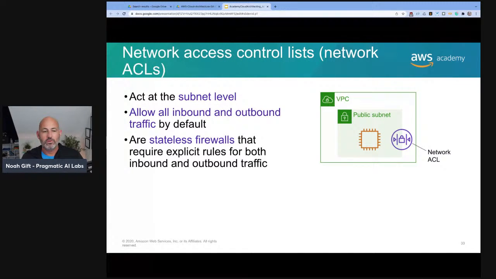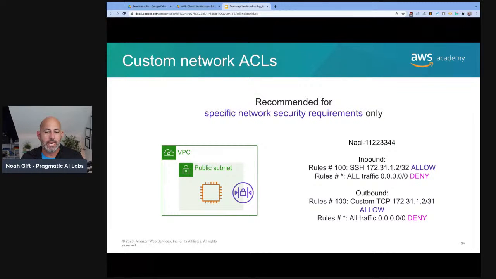These allow you to control the network level permissions. So they're slightly different than security groups. A custom network ACL would be things like allow SSH but deny all traffic, or allow this custom TCP port but deny all traffic from the rest of the internet.